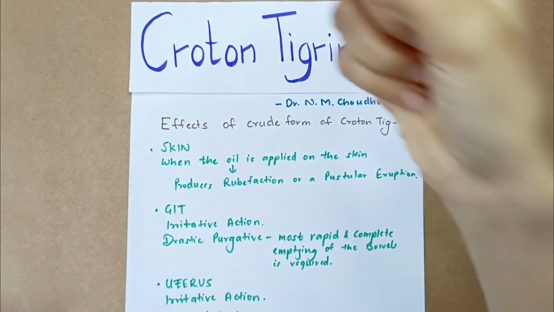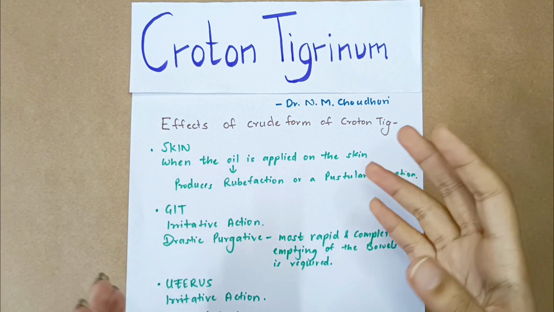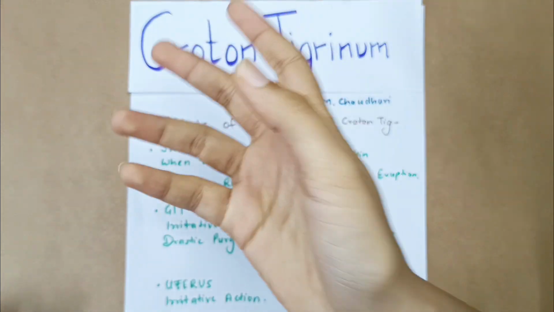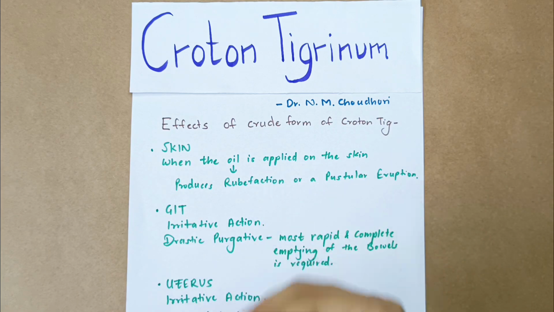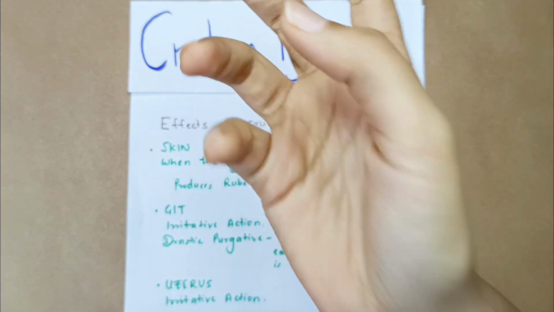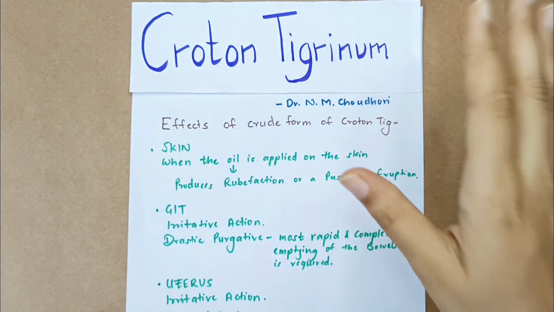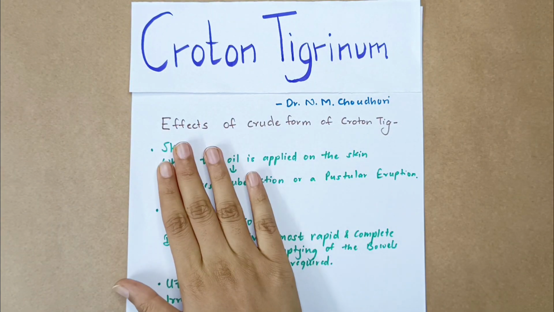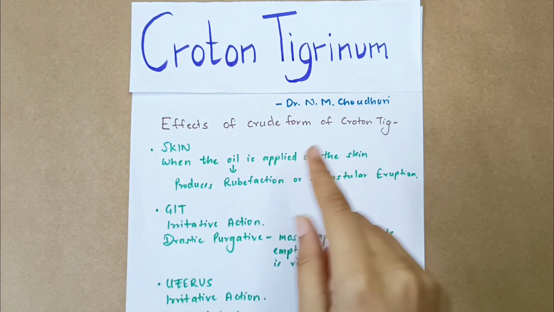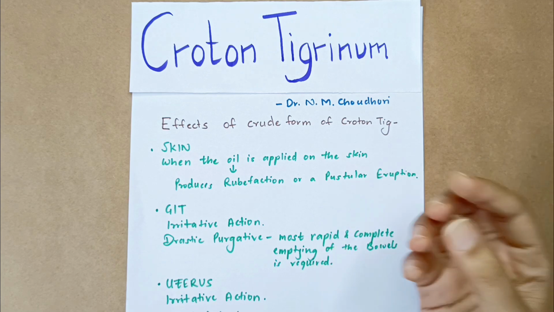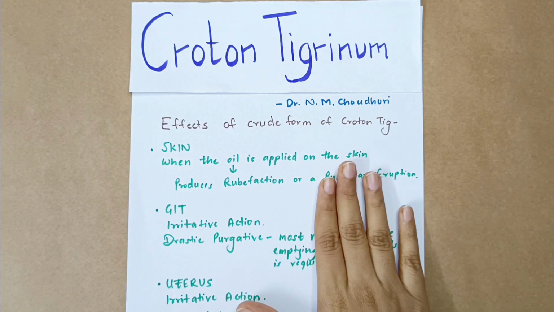Now the oil that is produced from these seeds is pale yellow, and it has a fetid odor and a mild acrid burning taste. Now these seeds and this oil have a lot of effect in crude form on the human body, and as always Dr. N.M. Choudhuri first explains that, so let's learn what he explains. The effects of the crude form of Croton Tig are seen on the skin. When the oil is applied on the skin, it produces rubefaction or a pustular eruption. So there is an eruption with pus inside of it. That is the effect that this produces on the skin.